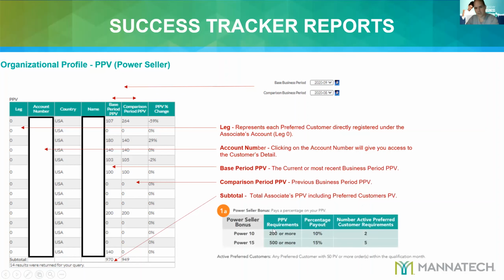So how does this coincide with the power seller? What you want to look for, of course, is the total PPV to make sure it's over 200 and 500 for the Power 10 and the Power 15. Then you want to look for the number of customers: 2 customers that are at least active preferred customers with 50 PPV or more. So you will look here to see whether you have 2 and 5, and make sure that they have more than 50 PV, that would qualify them as an active preferred customer for the power seller. That is how you utilize this report to assist you in determining your potential for the power seller bonus.